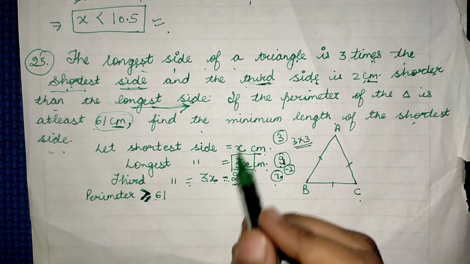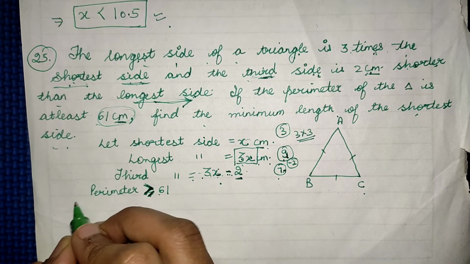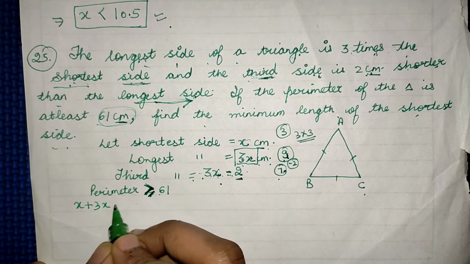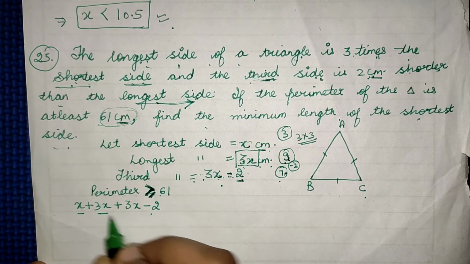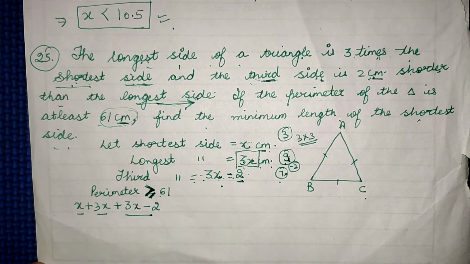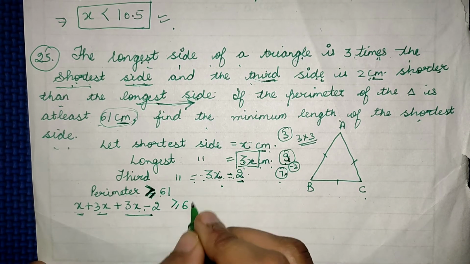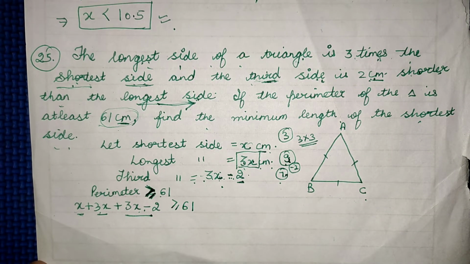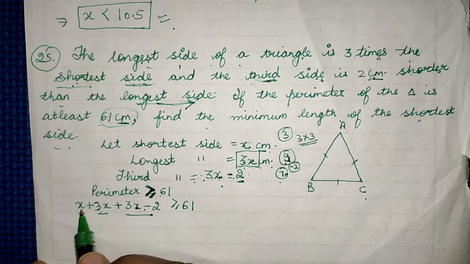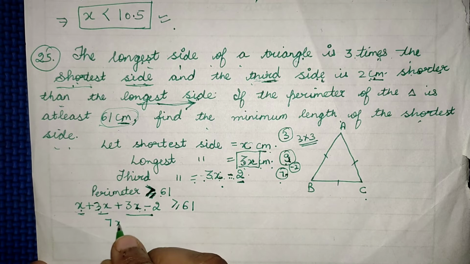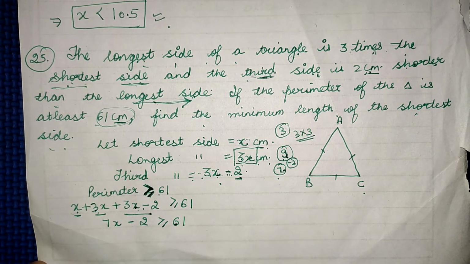In general, how do we find the perimeter of any given triangle? Perimeter is the sum of all the sides: x plus 3x plus 3x minus 2. The sum of all the sides is called the perimeter. So I have simply added all 3 sides and this should be greater than or equal to 61. Now find the value: 3x plus 3x is 6x, 6x plus x is 7x, minus 2 should be greater than or equal to 61.